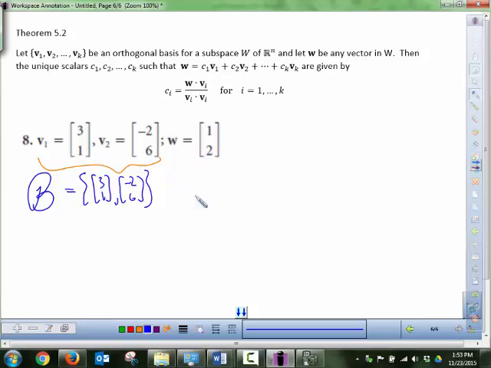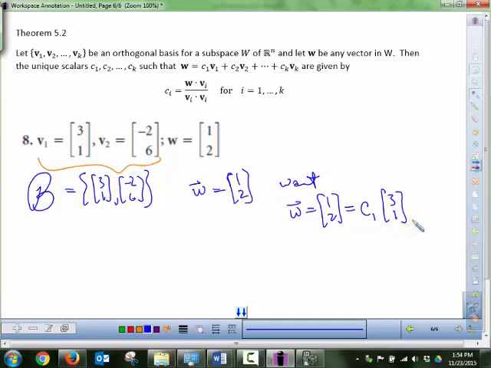And so now we want to find W is equal to 1, 2. And we want to find scalars. Want W, which is equal to 1, 2, to equal C1 times the first vector plus C2 times the second vector, and we essentially want to find C1 and C2.